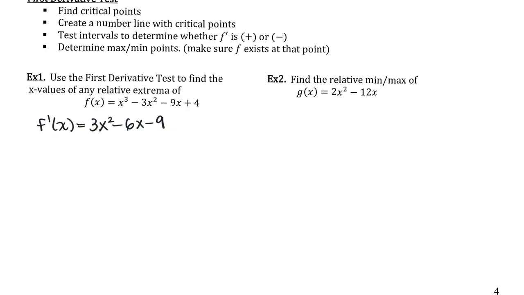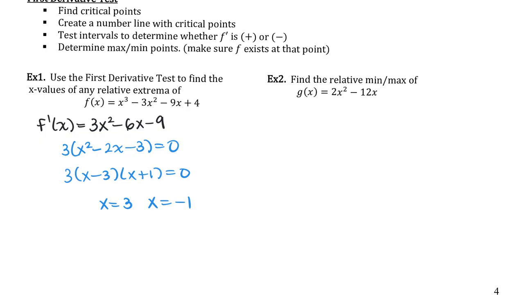And I don't like the 3, so let's factor out the 3 or divide it. I set it equal to 0. So I get x equals 3 and x equals negative 1. What did the question ask? They asked for the x values of any relative extrema. So they want to know whether these are relative minimums or maximums, in addition to knowing the x values. Okay, I should check that they are defined in the original function. They are, because this is a polynomial function.